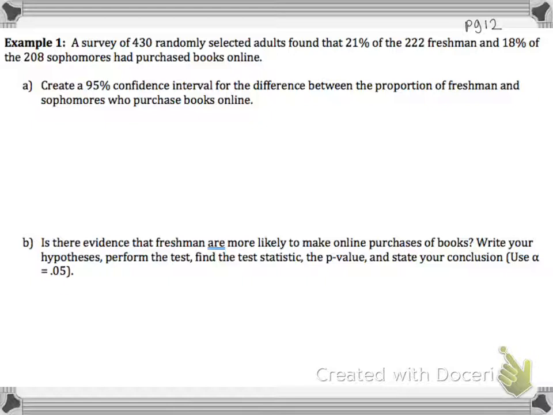So right here it says a survey of 430 randomly selected adults found 21% of the 222 freshmen and 18% of the 208 sophomores had purchased books online. Okay, so guys, here we go. We've been given two completely separate groups. So what they're giving me here is a P1 hat and an N1, and then this is P2 hat and N2. So let's record that information, because right here it says we're going to create a confidence interval.